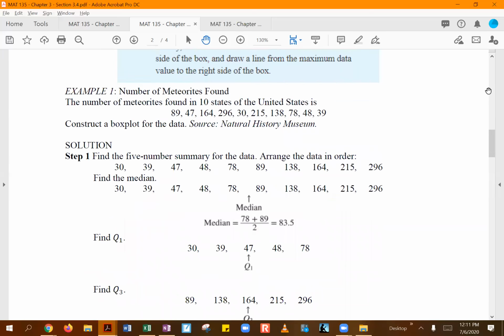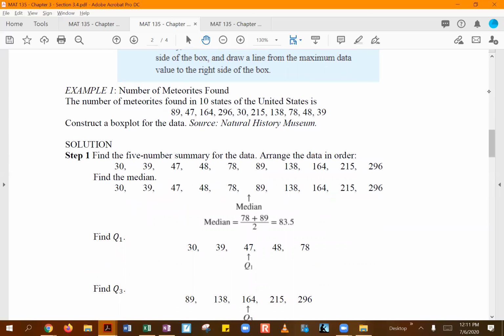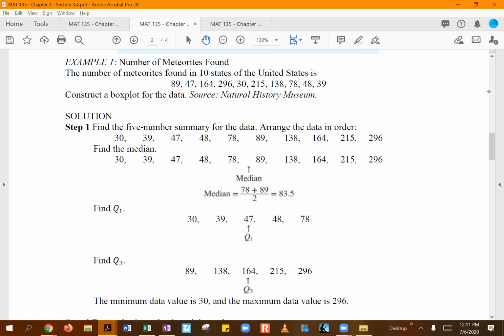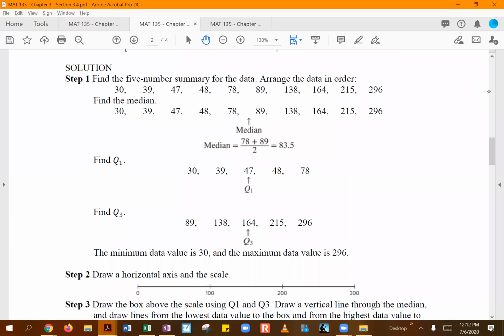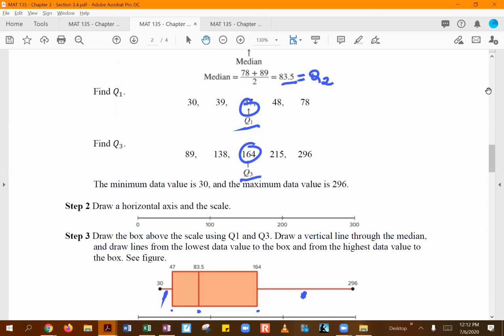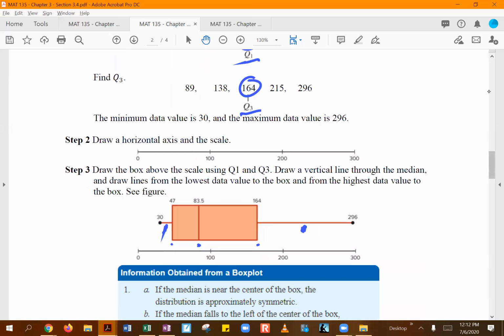So this example here is talking about the number of meteorites found in 10 states in the US. Obviously it helps to arrange them in order because we still have to find the quartiles. So putting them in order, we come up with our median, which is Q2 at 83.5. We've got our Q1 and our Q3 values. Of course, your lowest data value is going to be 30 and the highest one is going to be 296. So that forms our 5-number summary.